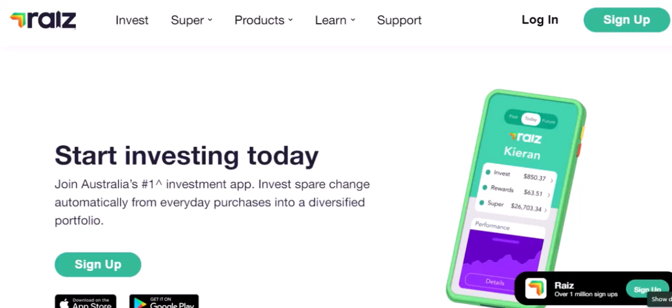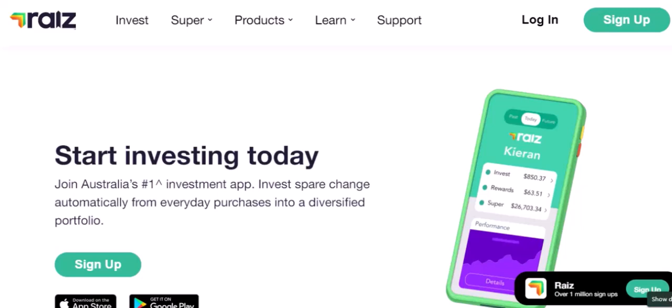Raiz, for those unfamiliar, is a popular micro-investing platform that allows you to invest small amounts of money, often by rounding up your everyday purchases. It's a fantastic way to get started in the world of investing without needing a huge lump sum. But like any service, Raiz has its fees, and understanding them is crucial.